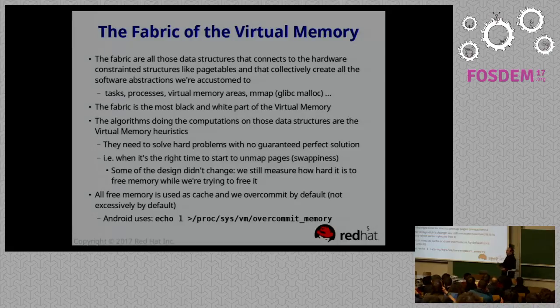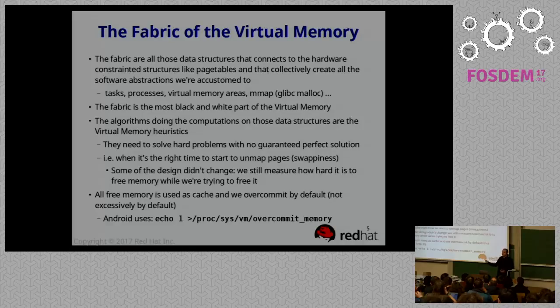So if you're booting a Linux server and you try to allocate 1 terabyte and you have 1 gigabyte, it will return, no, there's no memory. But you can actually make it return even 1 terabyte by just setting echo 1 in overcommit memory in this file at the bottom. And if you do that, you can actually allocate as much virtual memory as you want, just like I said before, it's free. And actually, Android does it, so it's not so insane to do it.